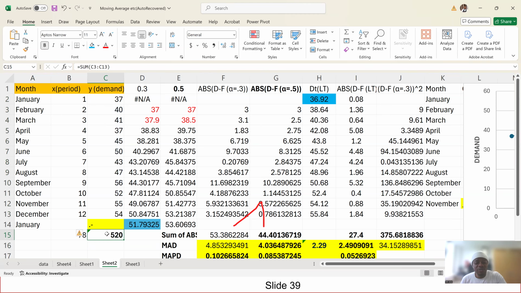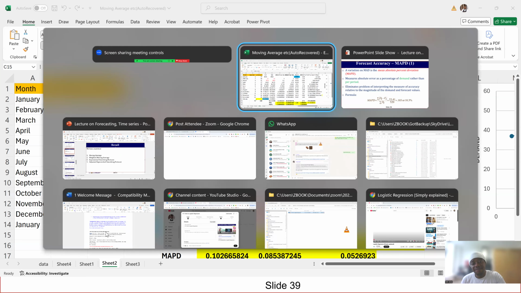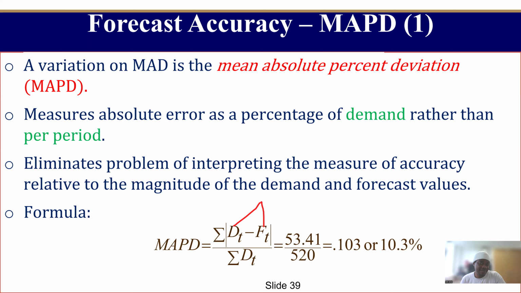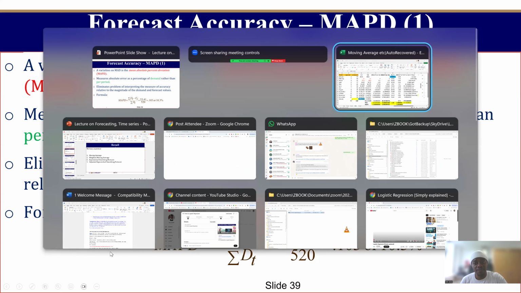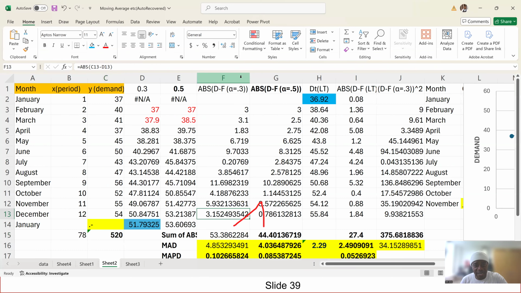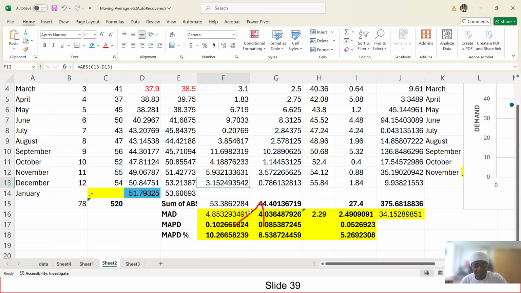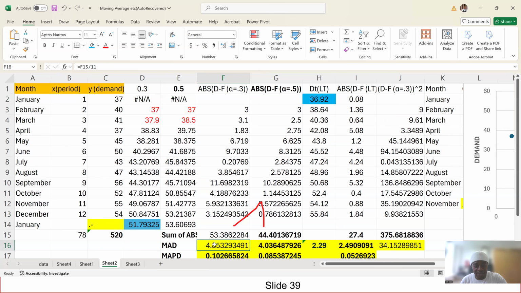So you take this value here, the difference. So if I go to where alpha is 0.3, you take that one, you find the difference, you sum that, you divide it by the 520. And I've done it for each one here. So let me show you. I'm going to show you for when alpha is 0.3, this one.